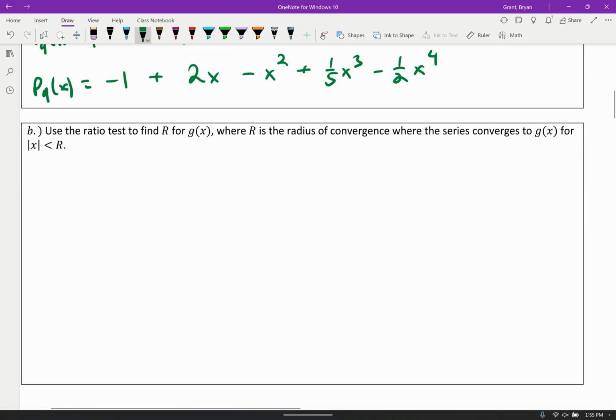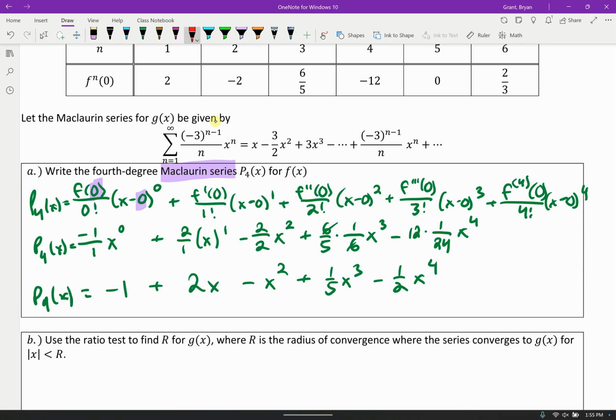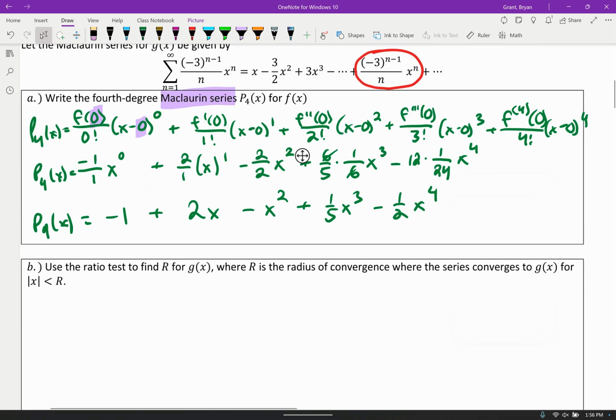All right, next we have to use the ratio test to find r, where r is the radius of convergence, and this is for g of x. So g of x is down here. In order to use the ratio test, we need to know the general term, and that was kindly given to us. The way the ratio test works is it basically says any power series, these are all power series, if you go out infinitely far, behaves like a geometric series. And we know for any two terms in a geometric series, in order for that to converge, when you divide the two terms, they need to be less than 1.